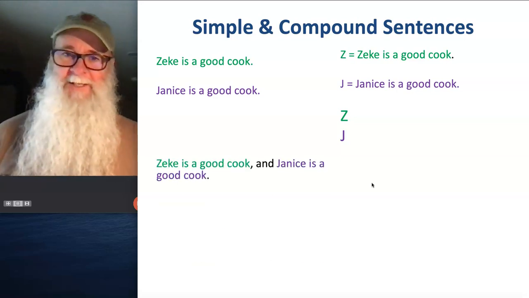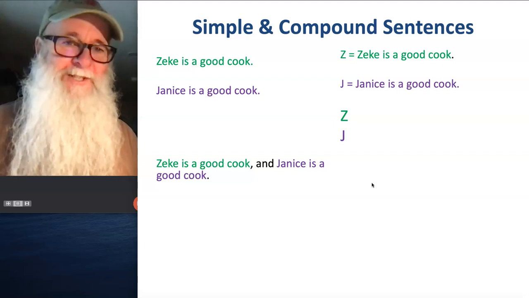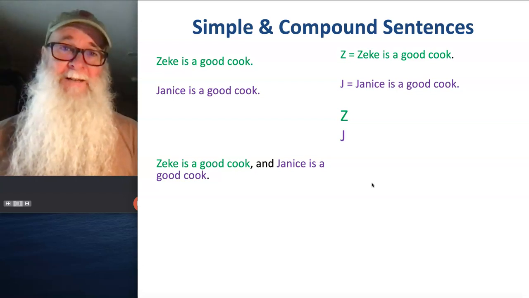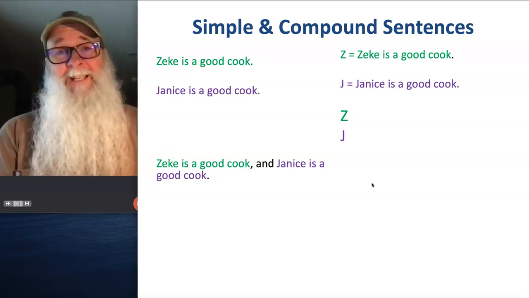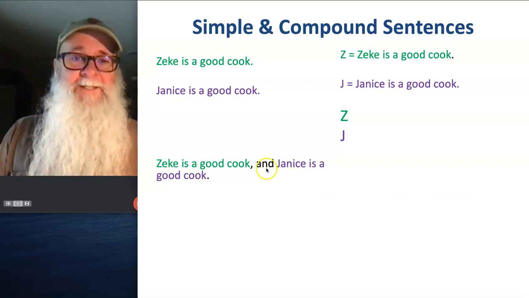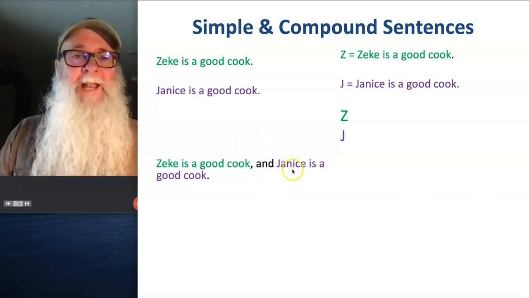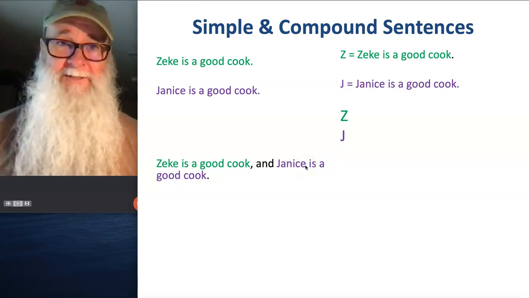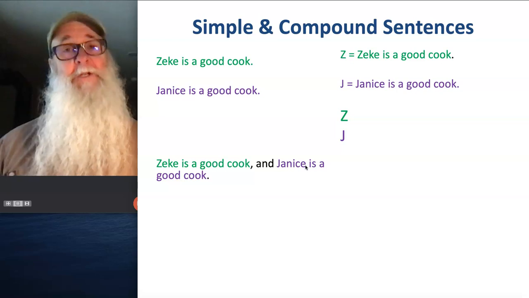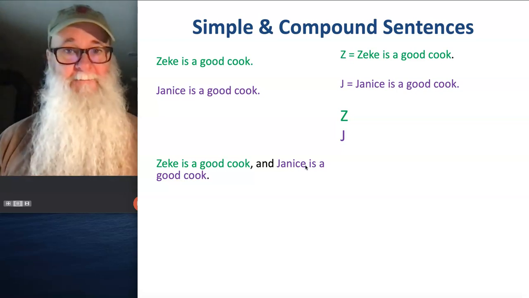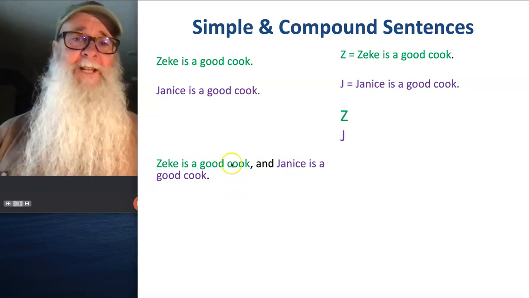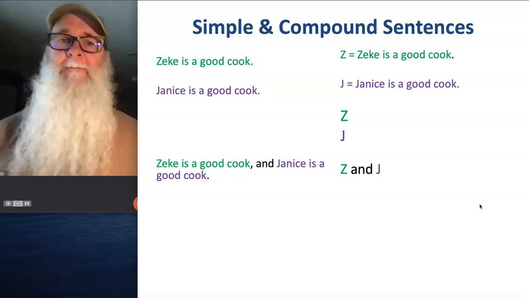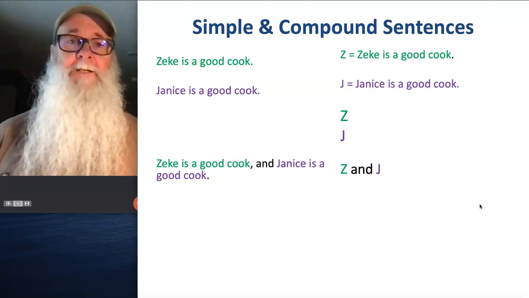But what about a statement like this? Zeke is a good cook and Janice is a good cook. Can you see here that there's actually two simple statements that have been brought together into a single statement? Right? So we have Zeke is a good cook being joined by the word and to the statement Janice is a good cook. So now we have a compound sentence. We have a single statement that's comprised of multiple statements. Zeke is a good cook is one of those statements, and Janice is a good cook is one of those statements. And we might represent that as Z and J. And now we know every time we say Z and J, what we're really saying is Zeke is a good cook and Janice is a good cook.